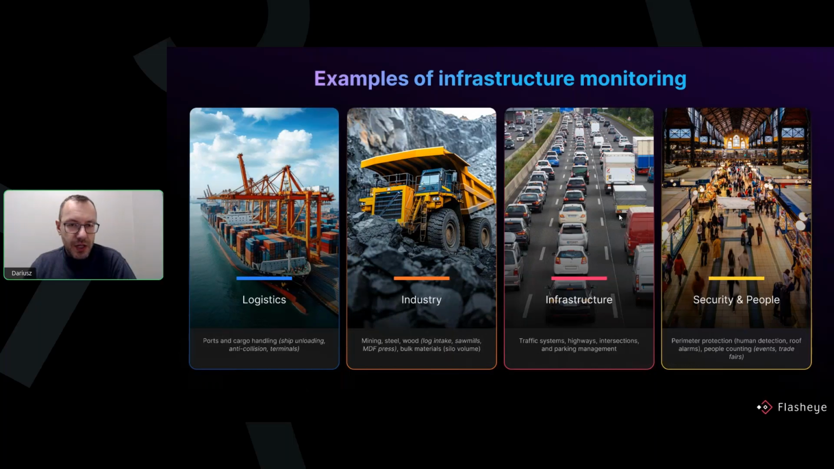We see this change already in some industries. We see more and more sensors. In logistics, the industry is deploying more and more autonomous vehicles moving on their own along the sites, monitoring infrastructure along the highways, smart parking management and so on. It is also becoming more popular in security and people areas, for example as perimeter protection or people counting at events and trade shows.